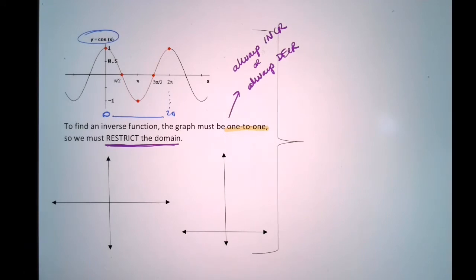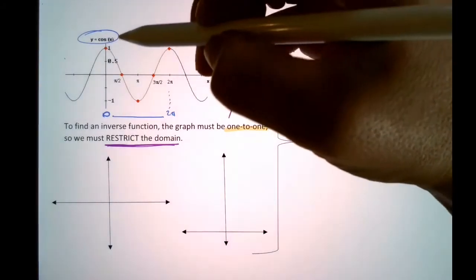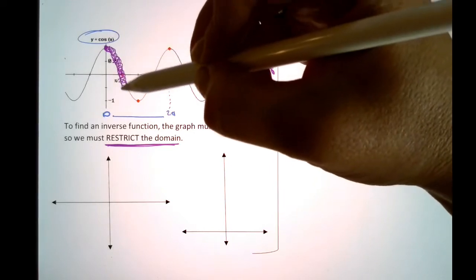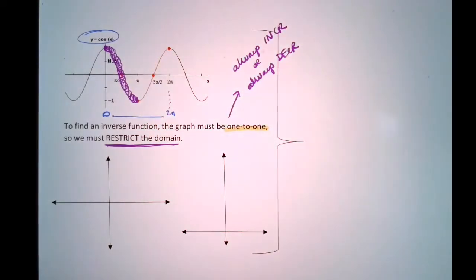The general practice is that I will pick a piece of this graph that is one-to-one, that is either always increasing or always decreasing. I want to pick a section that has all of the outputs from +1 to -1 without repeating anything. And so the standard practice is to use this section right here from 0 to pi.